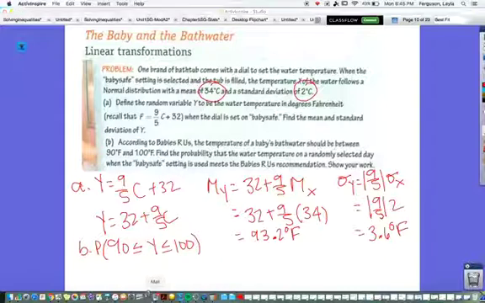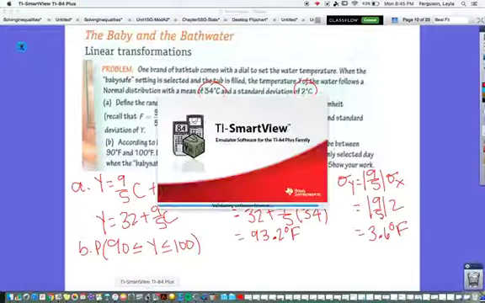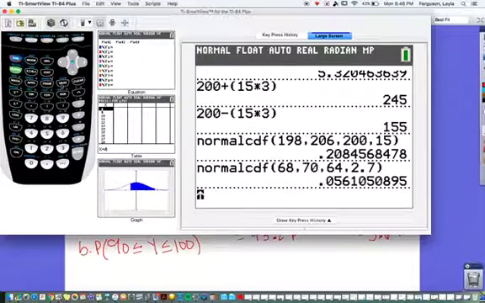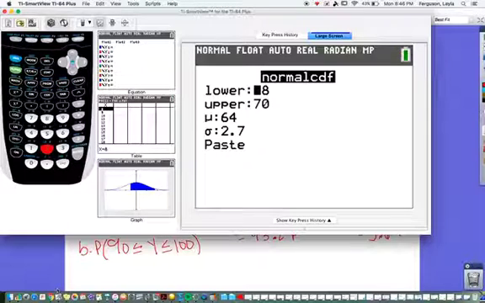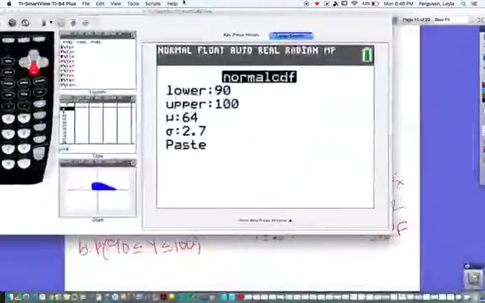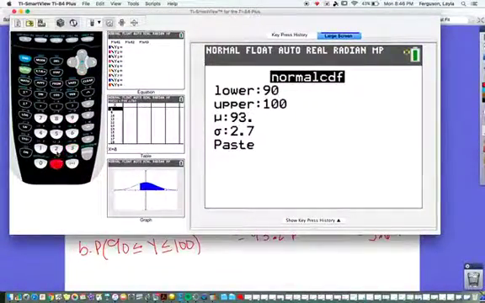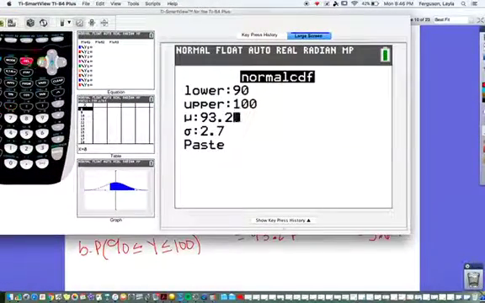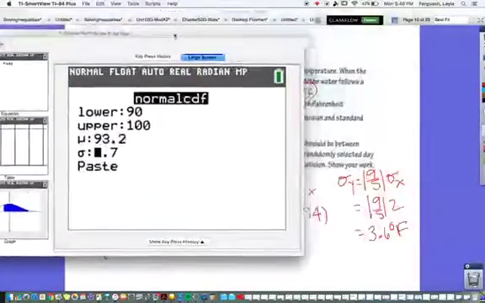So if we did it on the calculator, we would basically be finding the area underneath the curve that fell between 90 and 100. So we would do second distribution, and normal CDF. Our lower bound would be 90. Our upper bound would be 100. Our mean, remember we're going to use the mean from part A, so that was 93.2. And our standard deviation, we're also going to use the standard deviation from part B, which was 3.6.